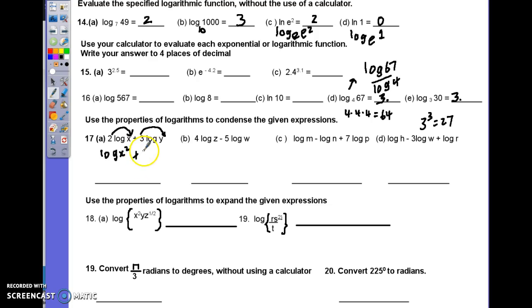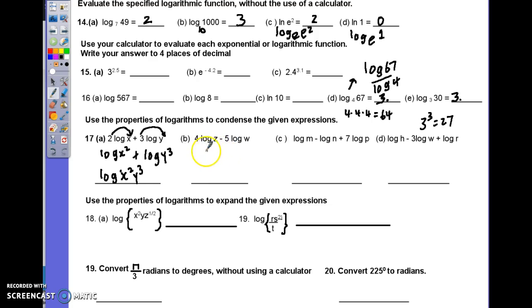Make it exponential, so this becomes log y cubed. So essentially we just have a log of something plus a log of something, and that will bring into focus what is called the product property. So this now would be log, we use the product, x squared times, or just log x squared y cubed.